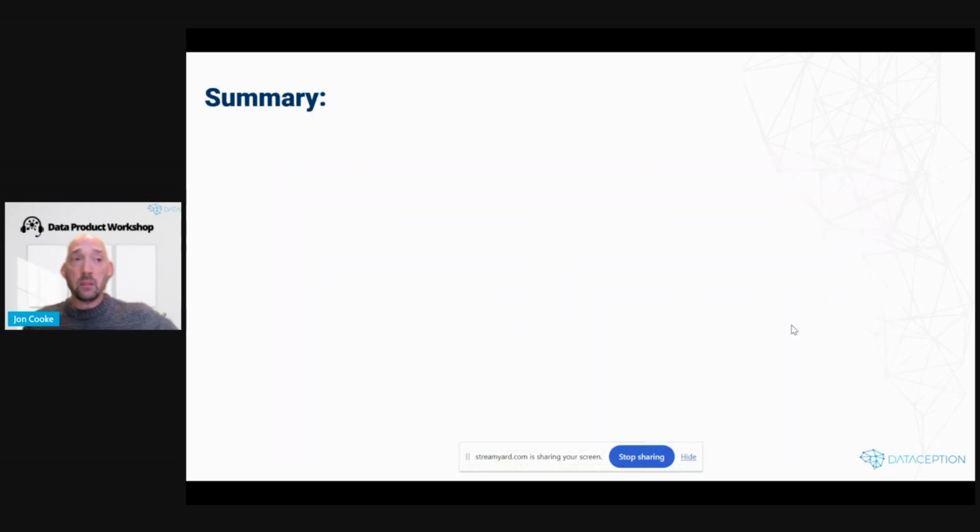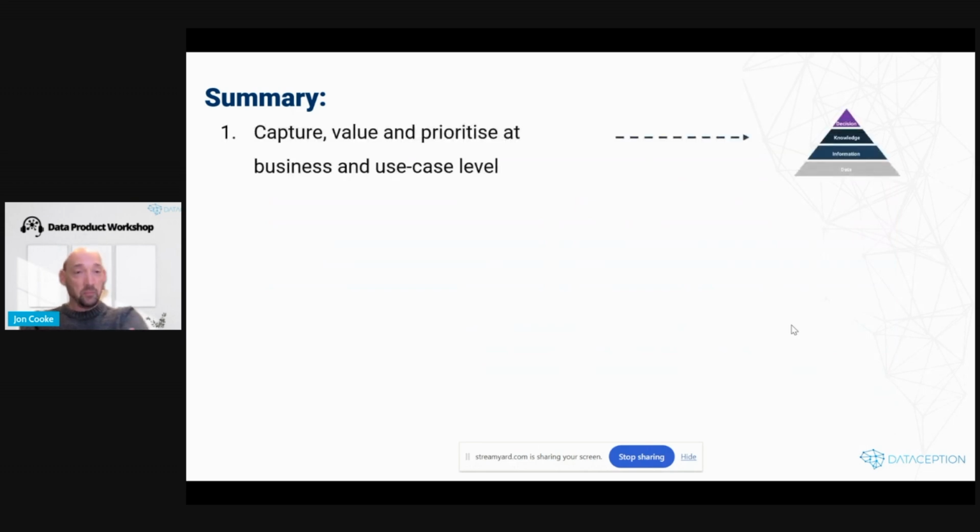So that's the summary, the end of the presentation. The summary is: capture value and prioritize at the business use case level. This is really, really important. Start with the use case, have a valuation framework to be able to do that, and work with the business to prioritize. And like I said, don't start with the data necessarily.